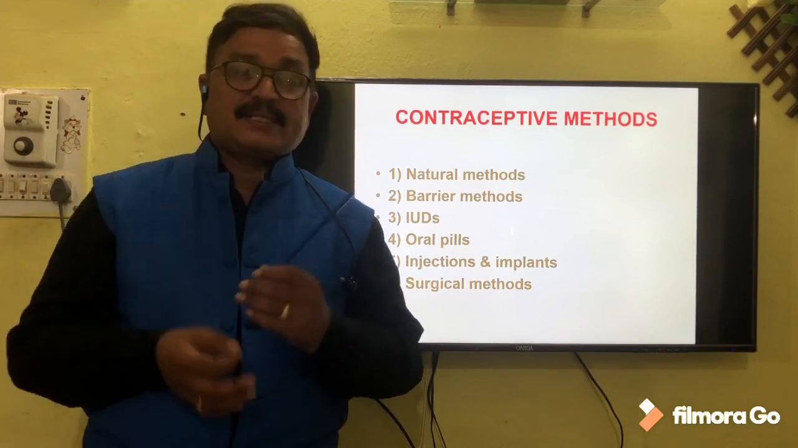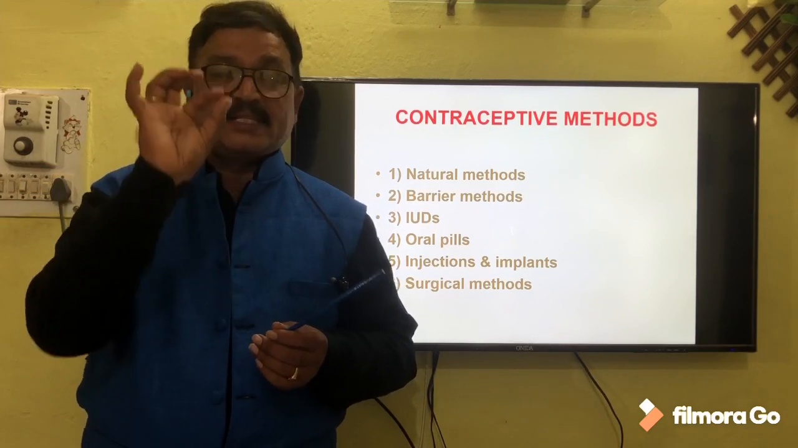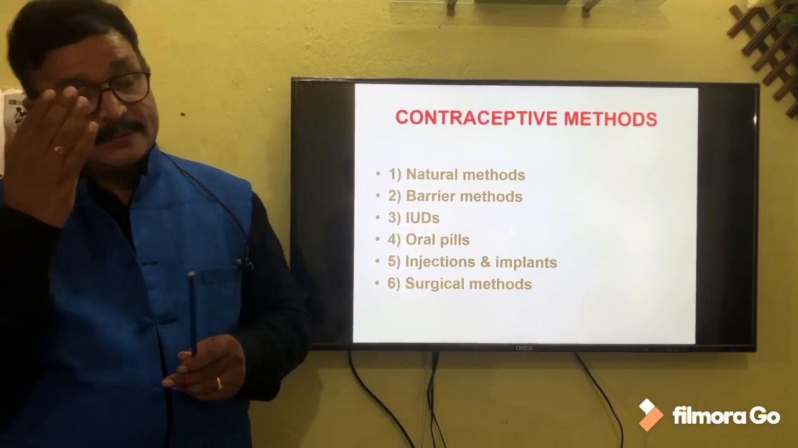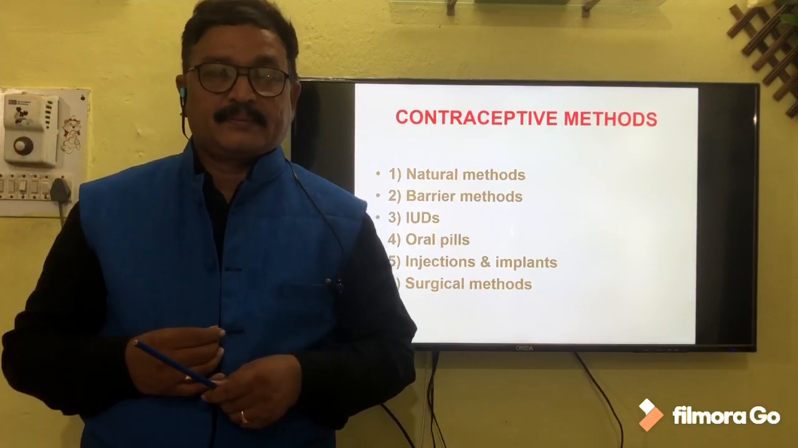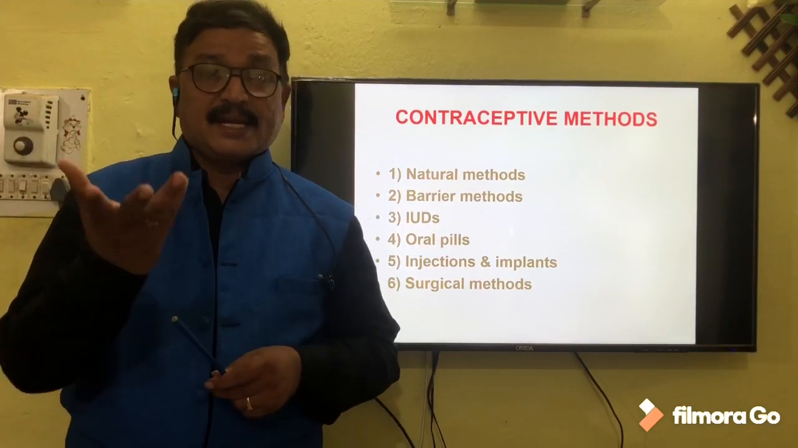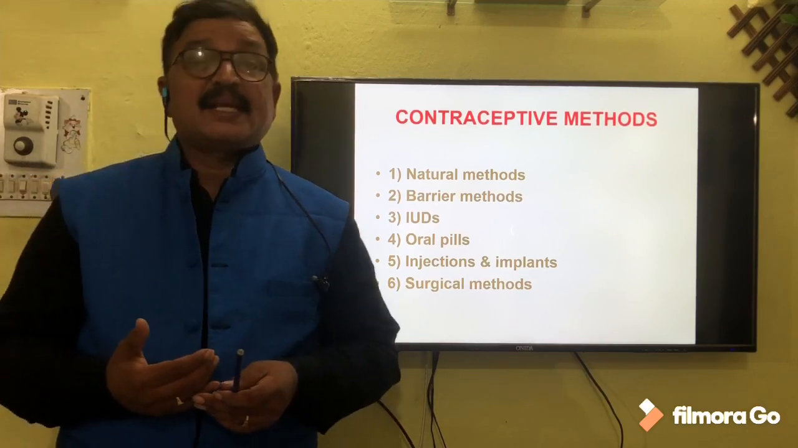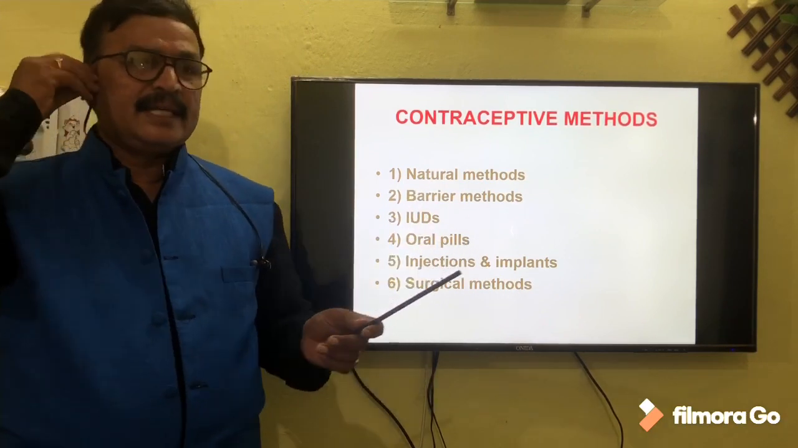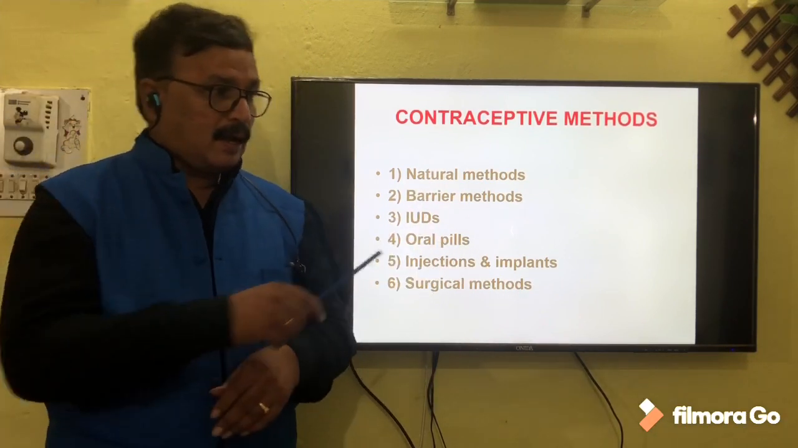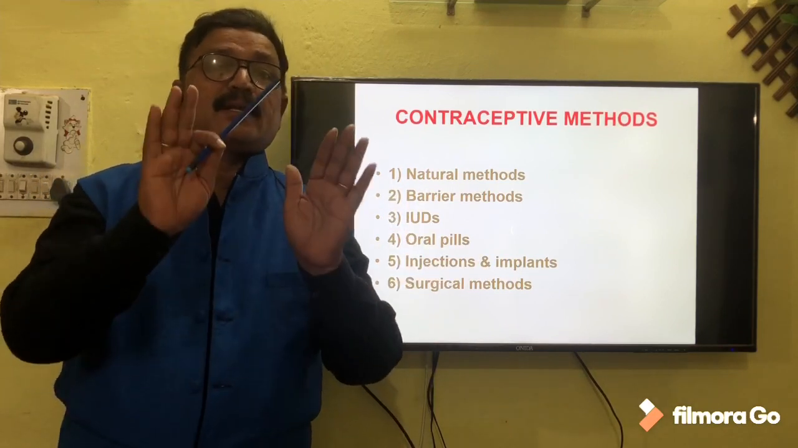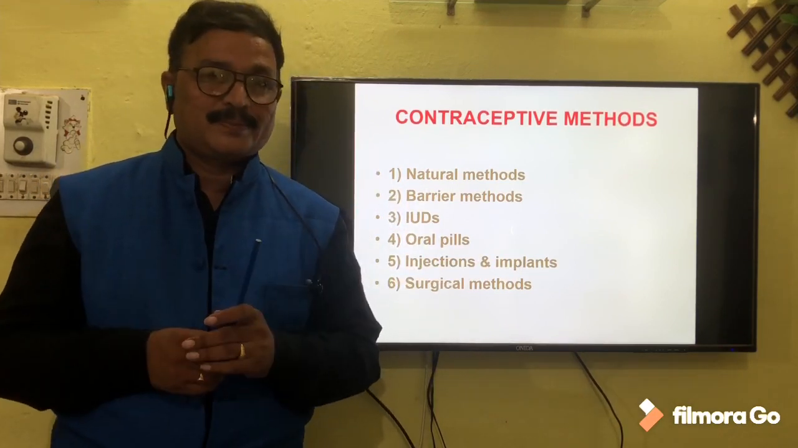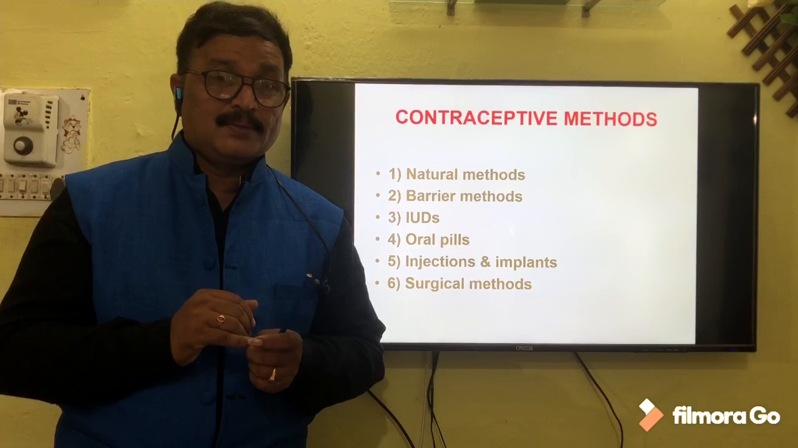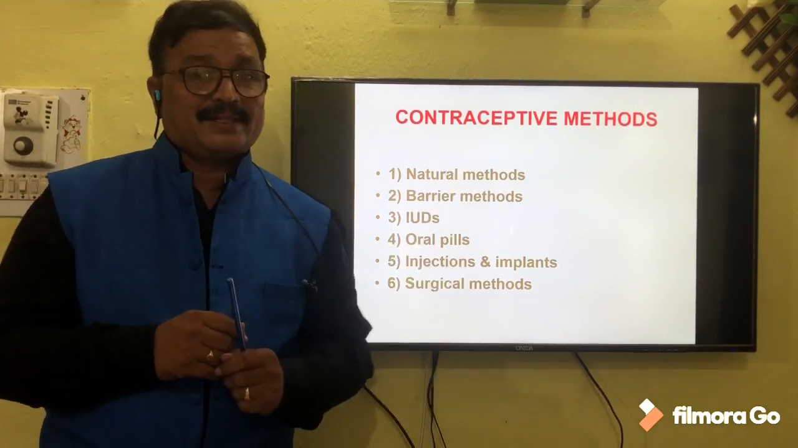Then oral pills, taken orally. Some pills, if taken orally, will prevent pregnancy. Then injections and implants. That is another option. And finally we have surgical methods. So these are all the different options we have. But one thing is sure: some options are suitable for some people, some are not. It depends on the need of the couple. The doctor will suggest one of the methods.